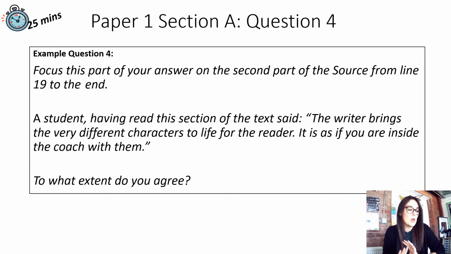Okay, so you can talk about anything you like. My advice though is to watch out for things like sentence length and sentence structure, because I don't think that really helps you here, but it's very much what are the words doing, what are the individual words doing. So overall, you need to talk about how the writer has crafted his piece using methods to make the characters come to life and make the reader feel as if they're inside the quotes in the coach with these people.